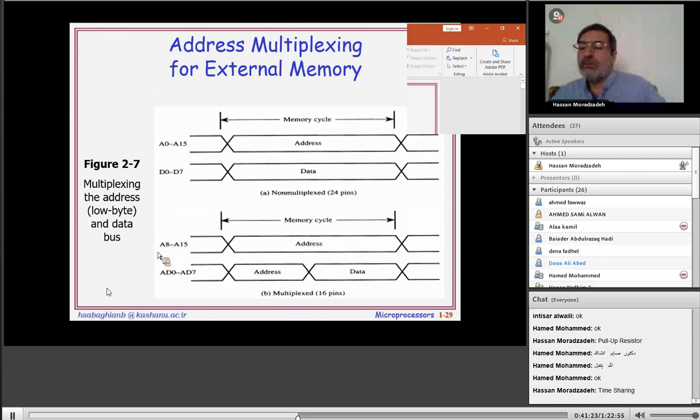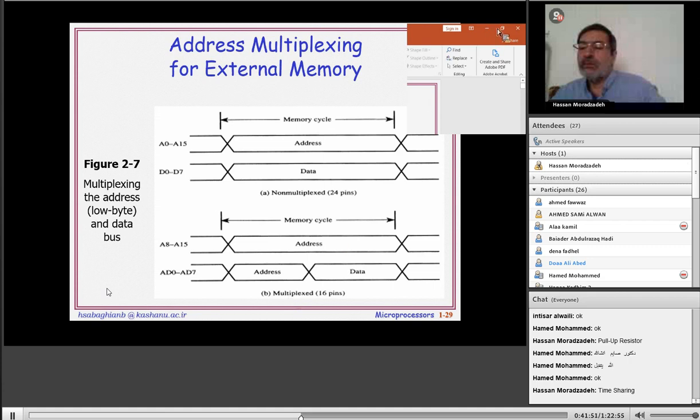That's right. Here only 8 bits serve 2 tasks. At one time these pins mean address bus, and at another time these pins mean data bus. For the lower byte, 0 to 7, it is multiplexed, but for the higher byte we only have address bus.